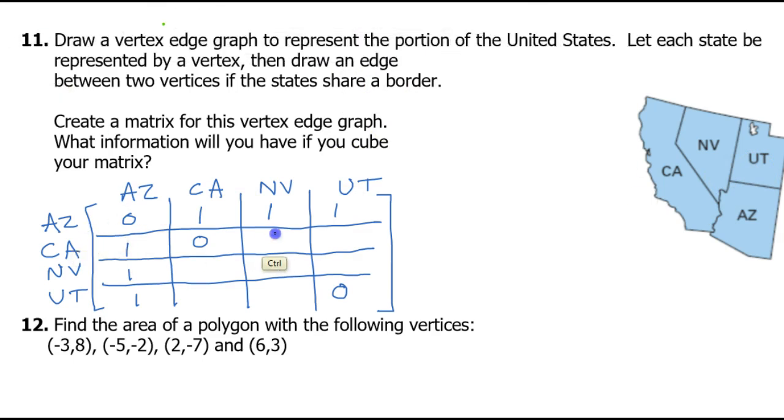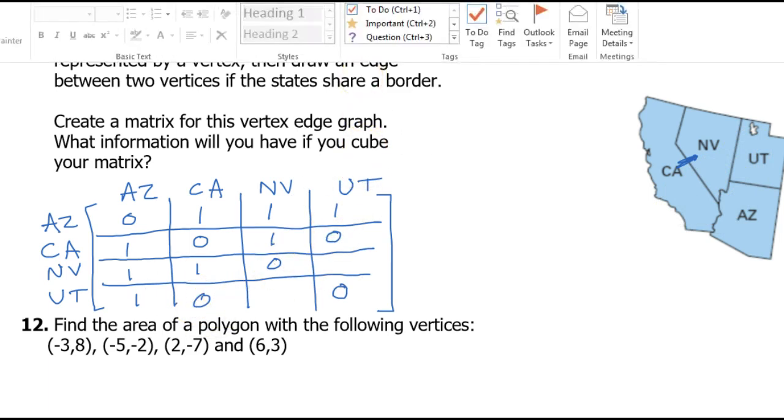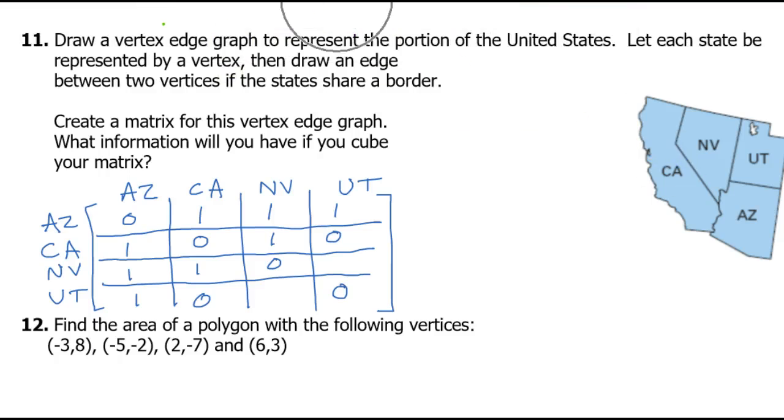Okay, what about California and Nevada? Sure, California and Nevada share a border. So I'm going to put a 1 here and here. What about California and Utah? Ooh, California and Utah do not touch. So I'm going to put a 0 here and here for them. Okay, let me erase that mark.